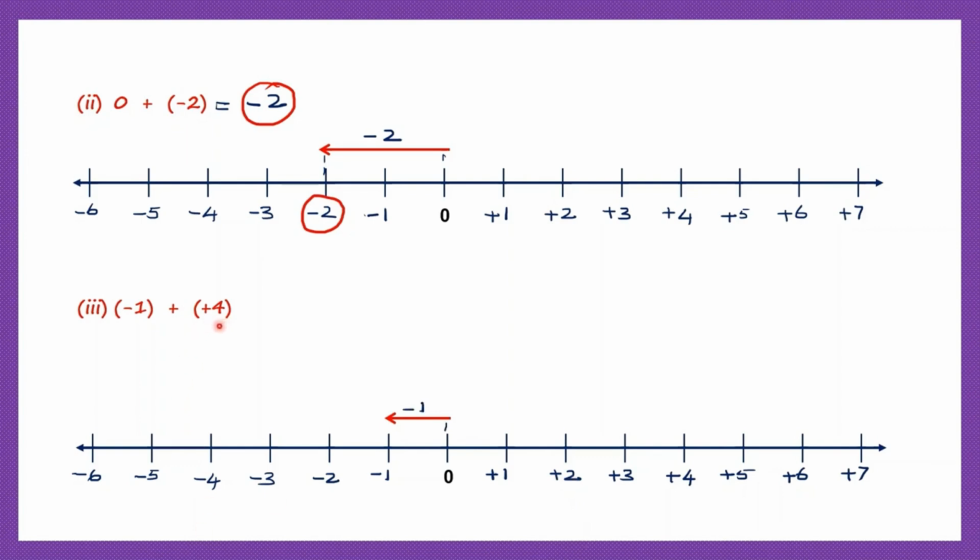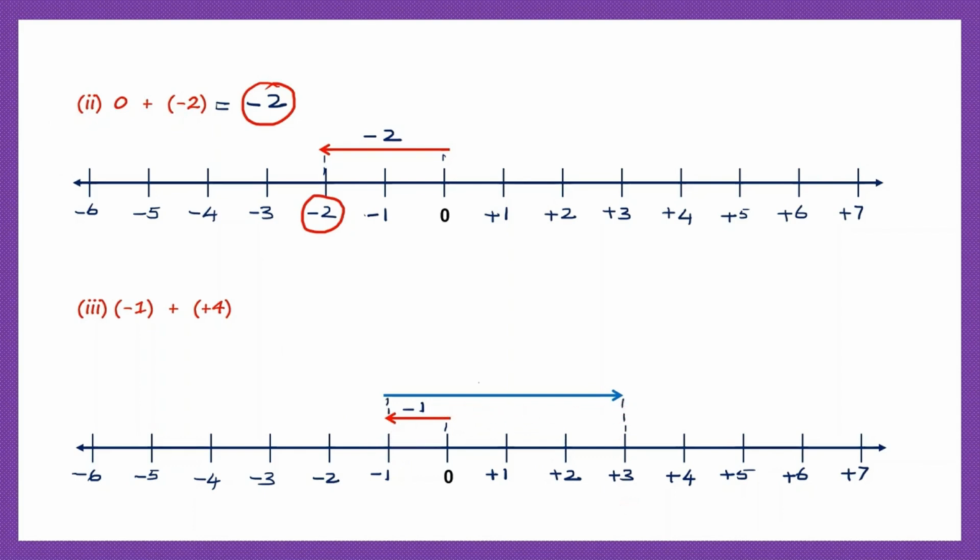It is plus 4. That means from where we stopped, we have to move 4 places to the right. Because it's a plus sign, we are moving to the right and 4 places. So let's see from minus 1, 1, 2, 3, 4. 4 places will be plus 3. So let's do that. So we have plus 3 there. So we started from minus 1, we moved 4 places to the right and we reached plus 3.